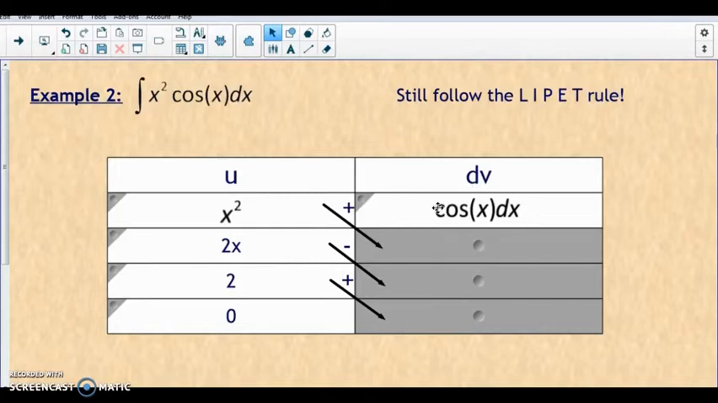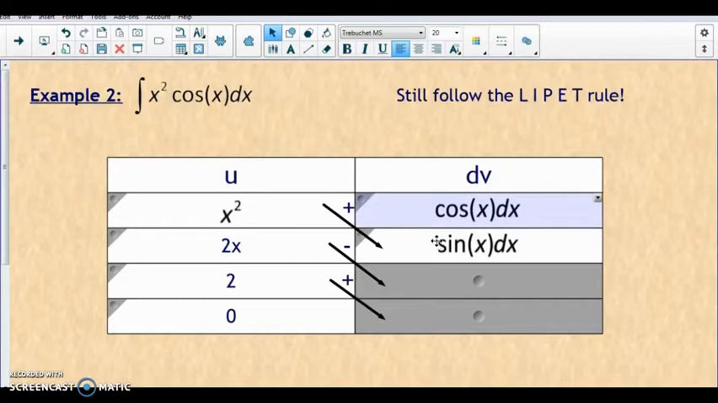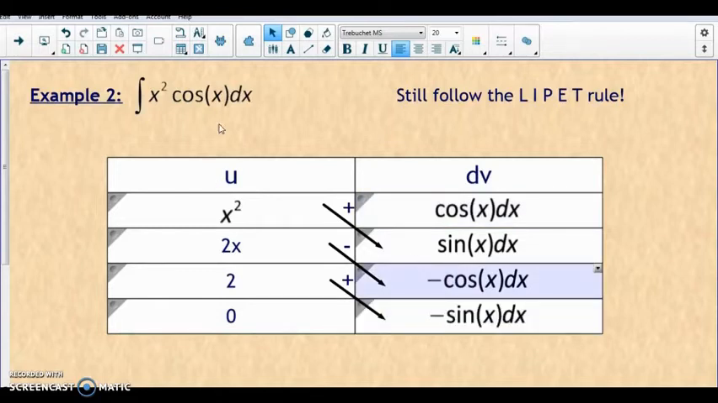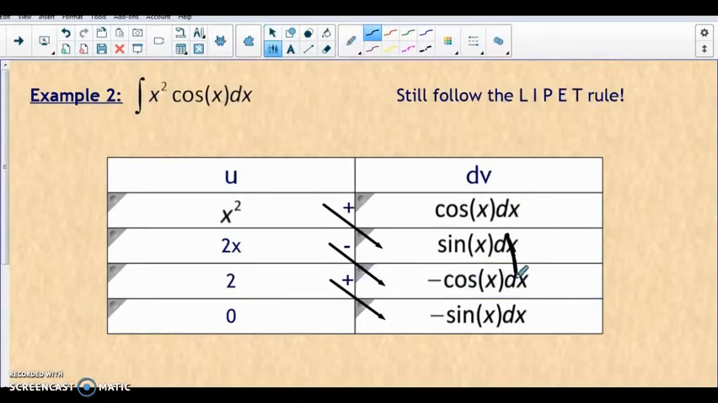So the integral of cosine of x is sine of x. The integral of sine of x is negative cosine of x. And the integral of negative cosine of x is negative sine of x. And I'm noticing now that I should not have written those dx's on here, we don't need those, so just ignore those.